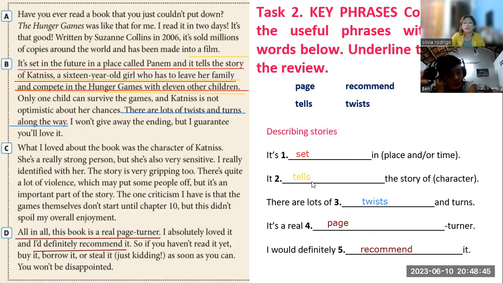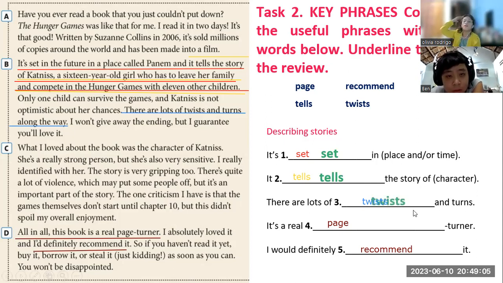Number one, it's set in a place or a time. Two, it tells the story of the character. There are lots of what? Twists and turns. So twist means, Ben, there are complications in the story, like the story is really thrilling. For example, the story is about to end, but you don't know, there's still another part of the story.